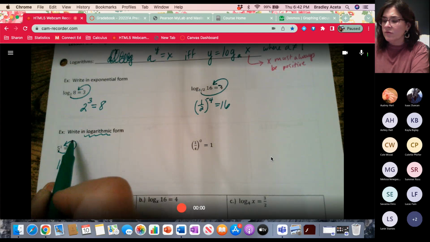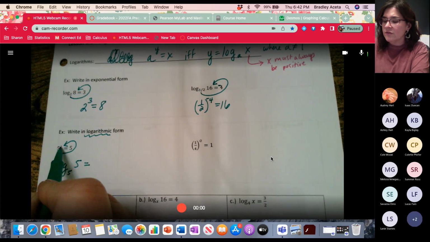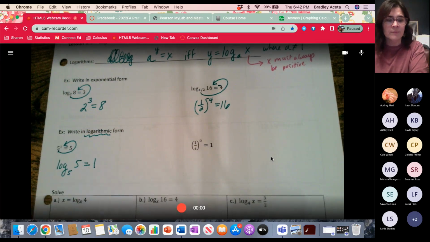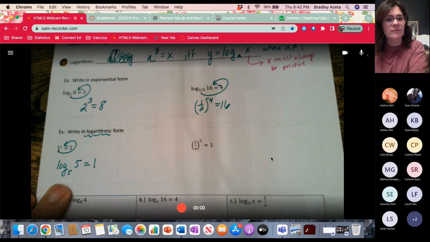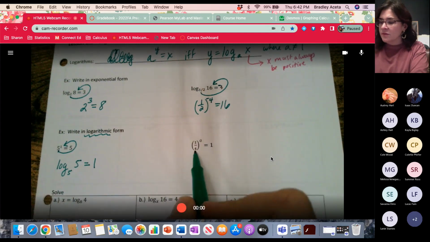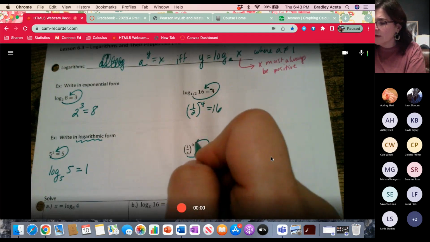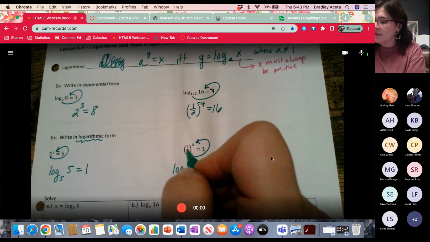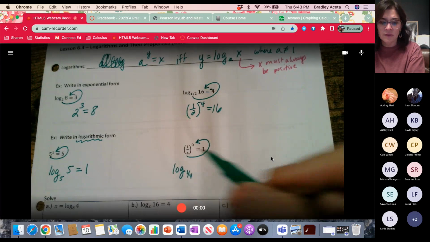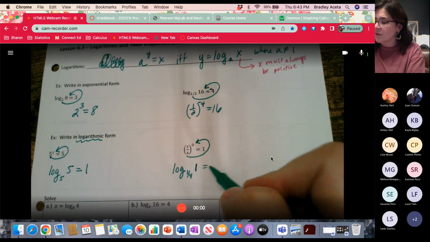What did you wrap around? You wrapped around 5, equals what do you point to? You point to the exponent, 1. And you can check it by doing the zoop again. Look, 5 to the 1 equals 5. So let's do it on this side. This is your base. Wrap around, point to the exponent, and write the word log. The base is 1/4. You wrapped around a 1, and you equal the exponent 0.